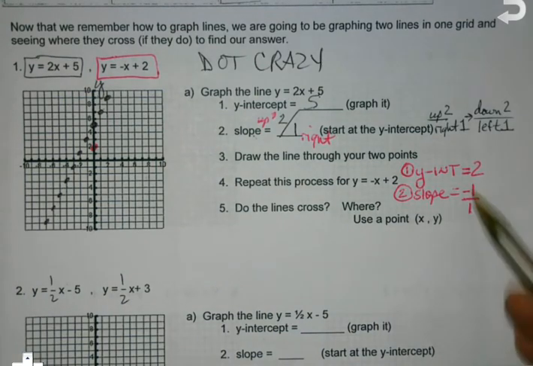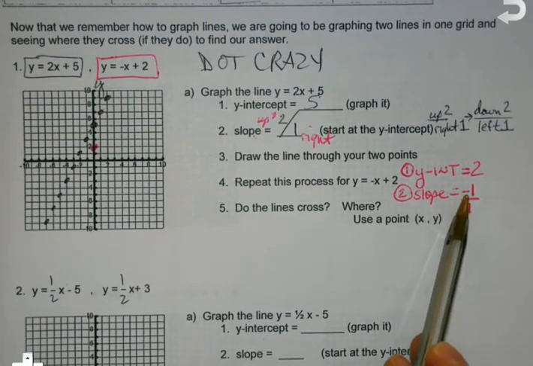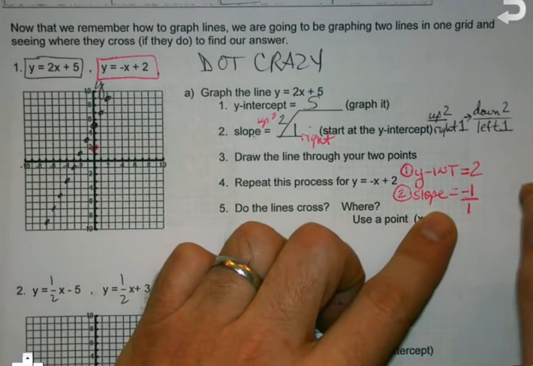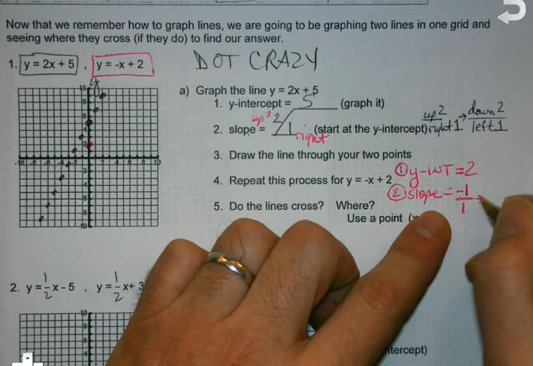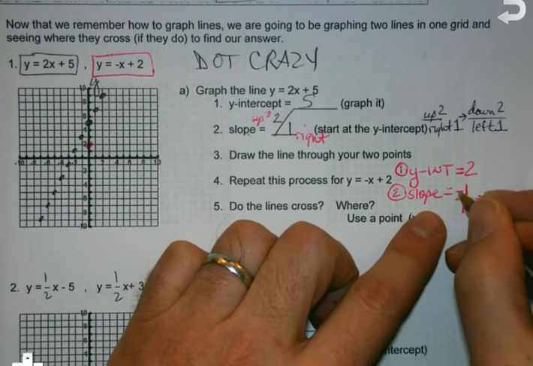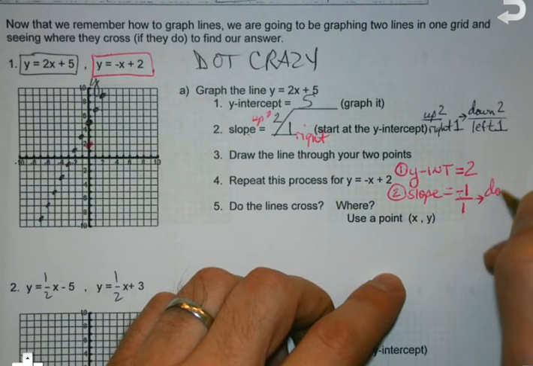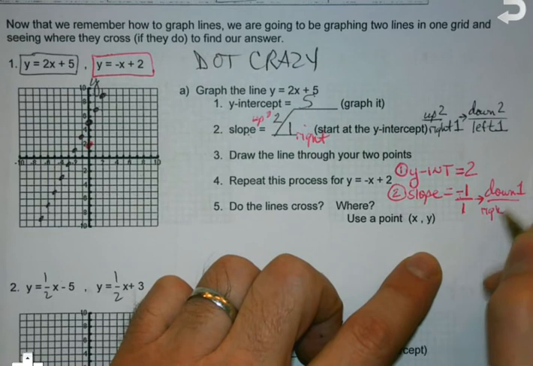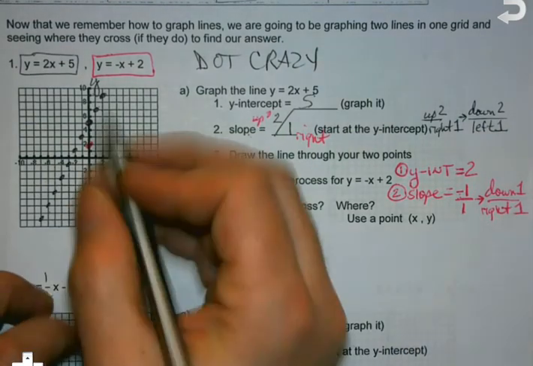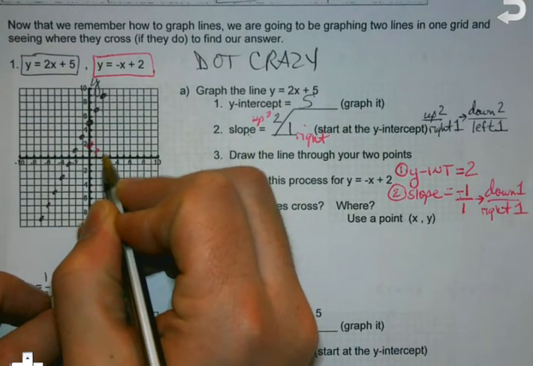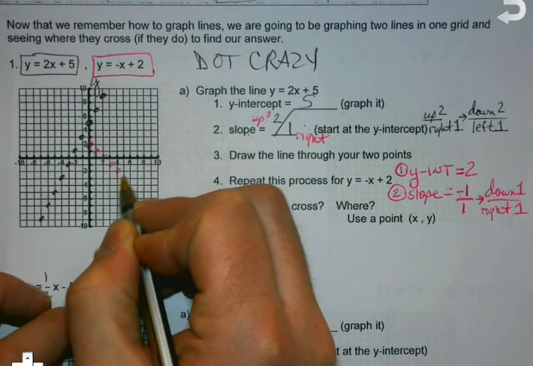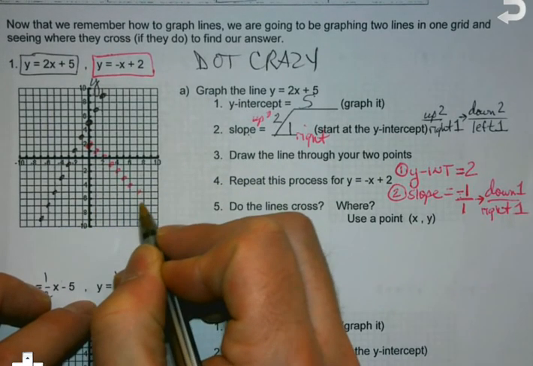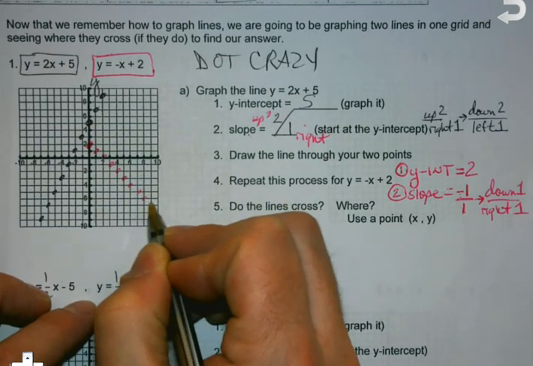So what's this -1/1 mean as far as where I go for slope? Is negative going to be up or down? Negative is going to be down. Down 1. And 1 is positive, so we're going to go right 1. So down and right, down and right, down and right. And if I start going down and right, I'm like, you know, the other line's in the other direction, so I probably am going to need to go that way too.